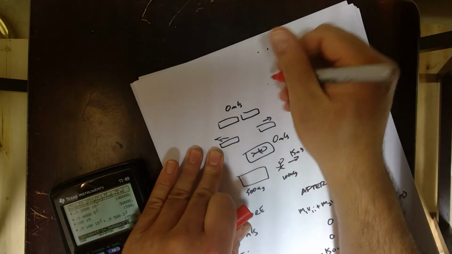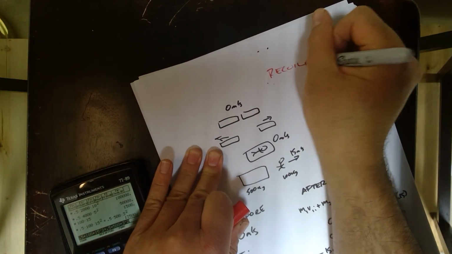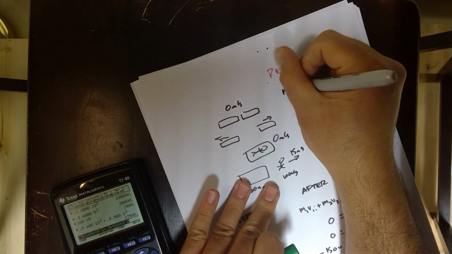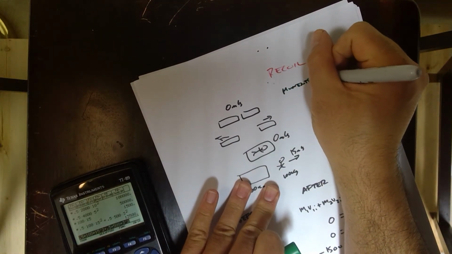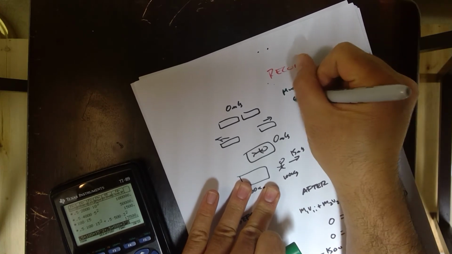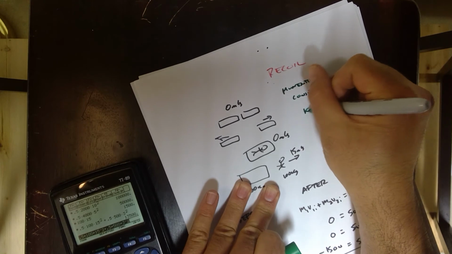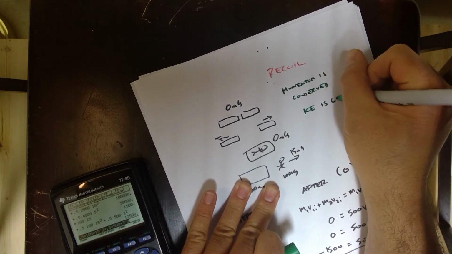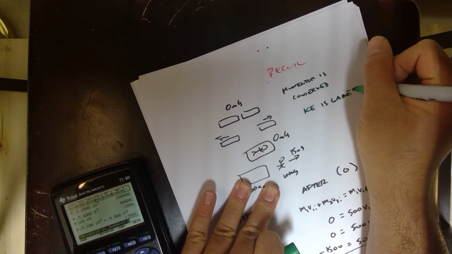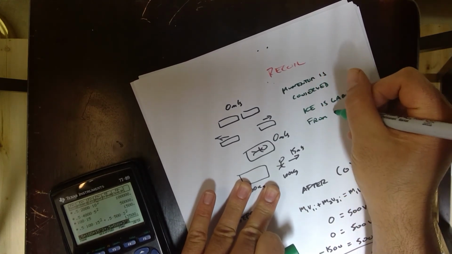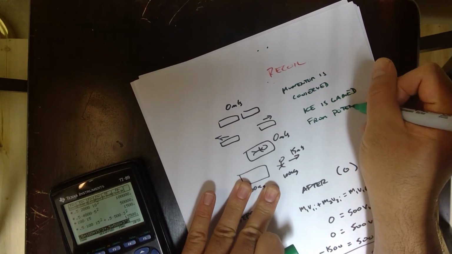In your recoil, you want to make note here. Momentum is conserved. Momentum is conserved for any interaction between two objects. But what ends up happening is kinetic energy is gained. And it's got to be gained from somewhere. Where it's gained from is from some sort of potential energy, usually.